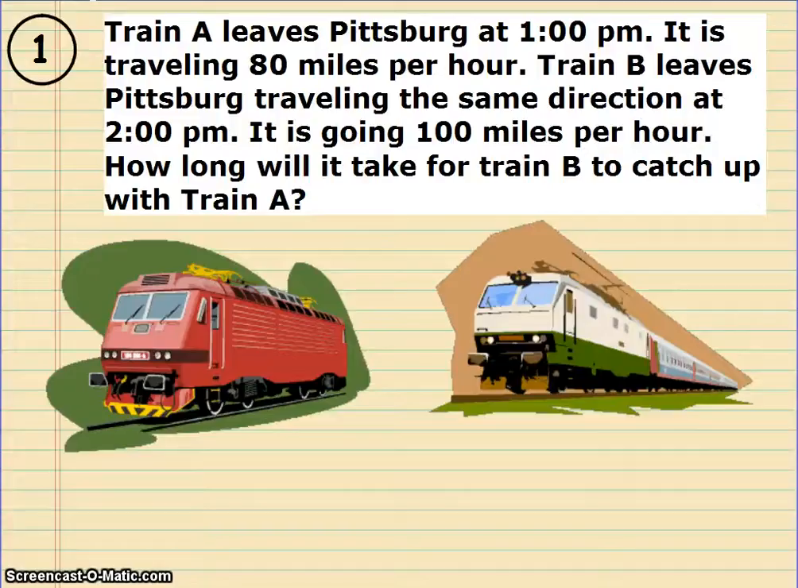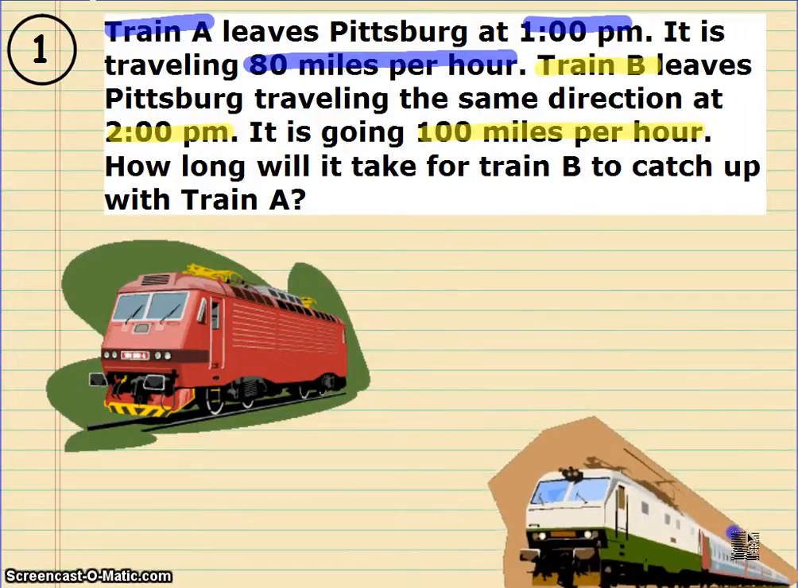Train A leaves Pittsburgh at 1 p.m. So let's mark that. Train A leaves Pittsburgh at 1 p.m. It is traveling 80 miles per hour. Train B leaves Pittsburgh, traveling the same direction at 2 p.m. It is going 100 miles per hour. How long will it take for Train B to catch up with Train A?